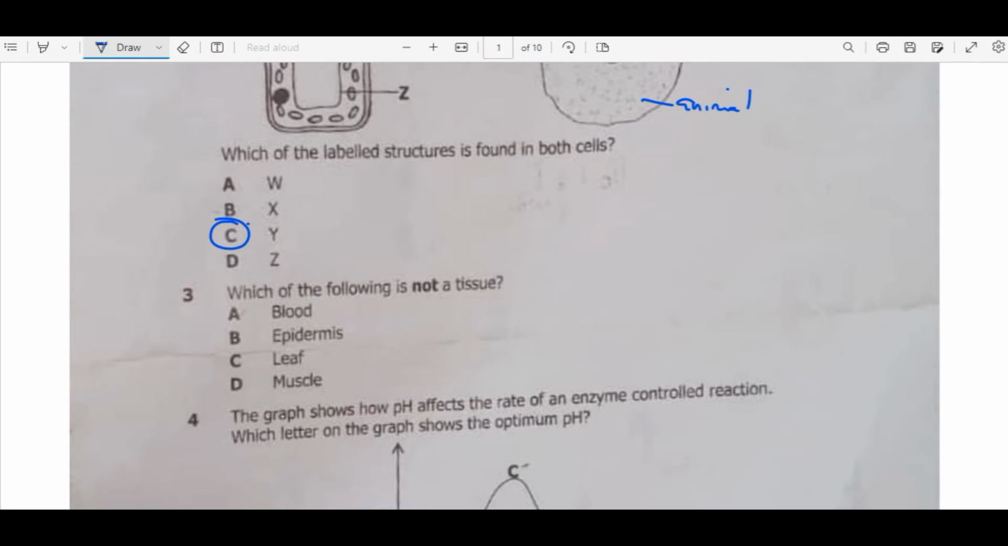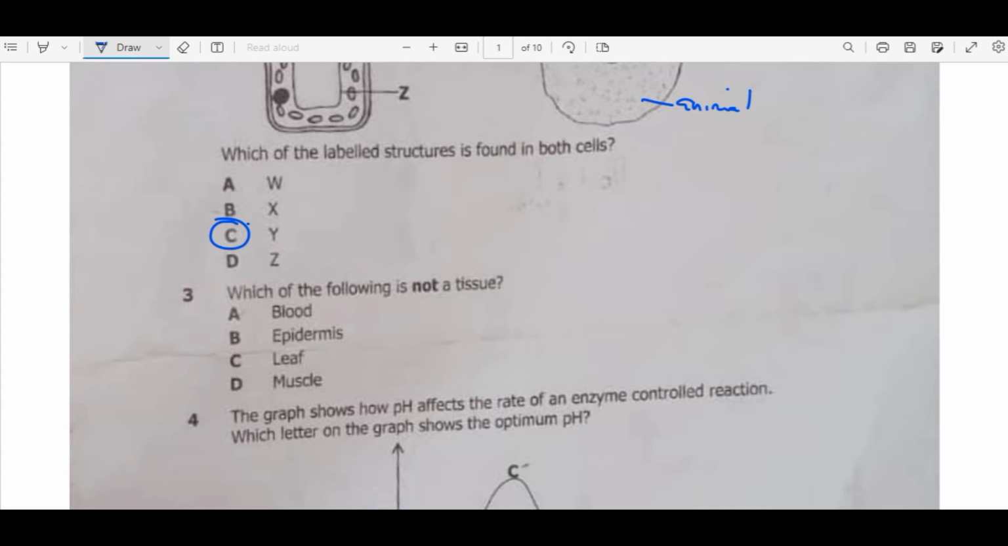Which of the following is not a tissue? We have A, blood, B, epidermis, C, leaf, and D, muscle. We want to look at tissue. Blood is a tissue, so it does not qualify for this question. Epidermis also is a tissue, you'd find it in the skin. And then we have muscle.